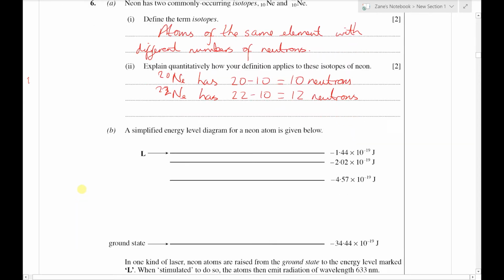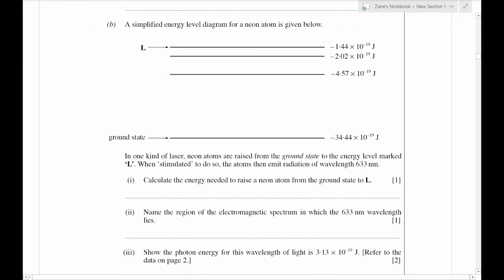Next, the question looks at a simplified energy level diagram for neon atoms and explains to us that in a certain type of laser, electrons are raised from the ground state to the energy level marked L, and we're asked to calculate the energy needed to do so. All we need to do is look at the difference between the numbers on the diagram, and 34.44 take away 1.44 just gives us 33 times 10 to the minus 19 joules difference. So that will be the energy required.